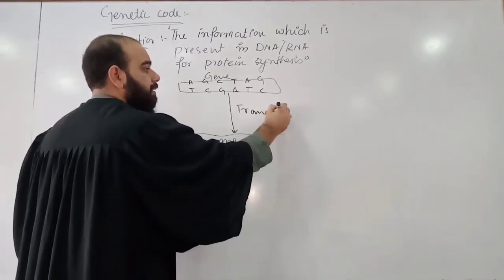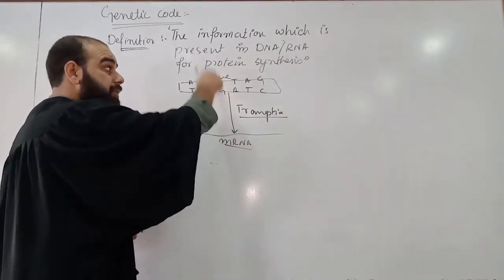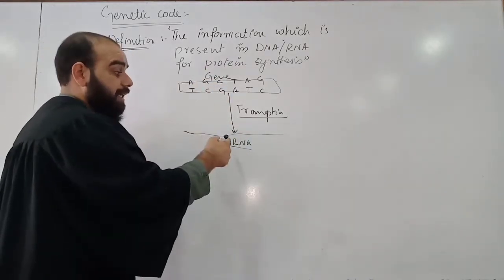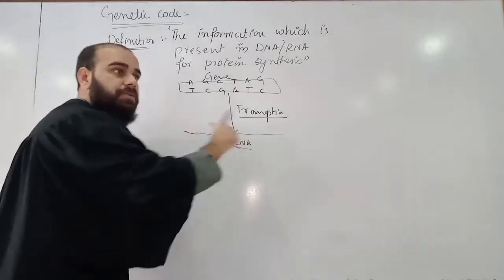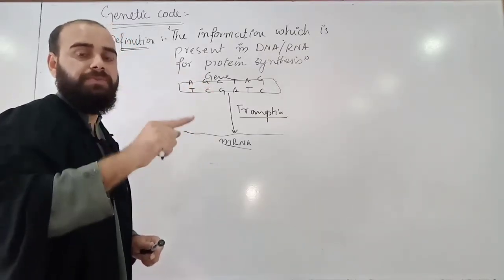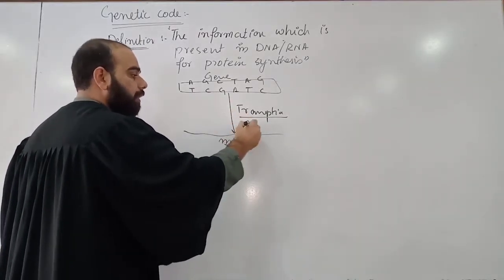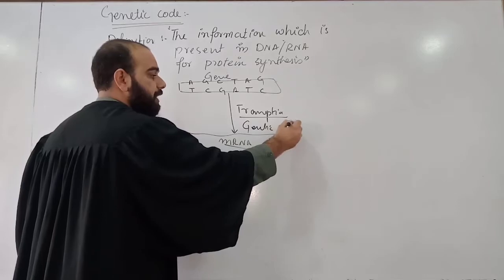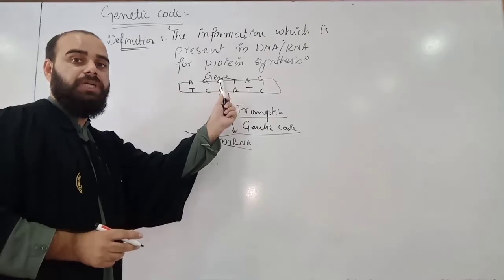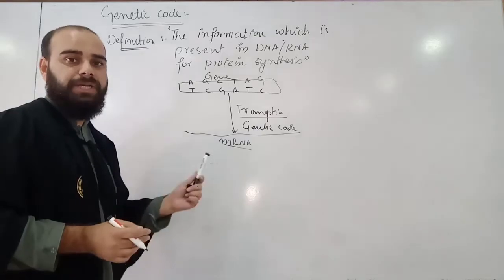But when transcription takes place, after transcription of this gene, the information present in this gene is now present in the form of messenger RNA. This messenger RNA also carries a sequence of nucleotides, and this sequence carries information for the sequence of amino acids. This information in messenger RNA acts as a code, and this is also known as genetic code. So either the sequence of nucleotides present in DNA, gene, or messenger RNA acts as a code, and this code is known as genetic code.